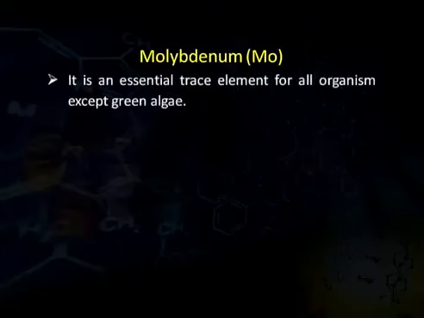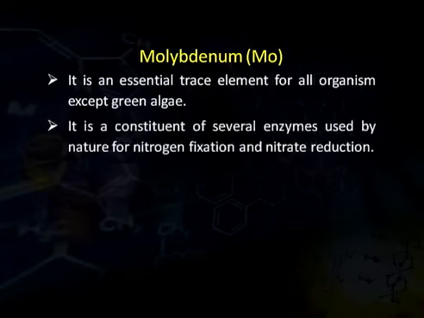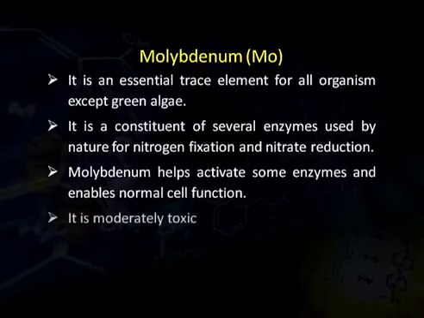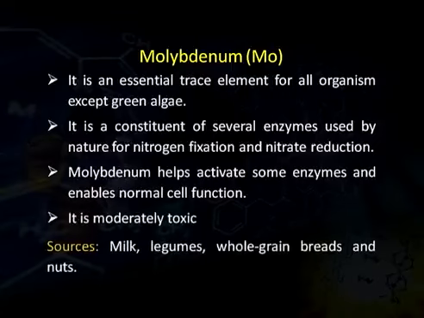Another ultra trace element is molybdenum. It is also an essential trace element for all organisms except the green algae. It is a constituent of several enzymes used by nature for nitrogen fixation and nitrate reduction. Molybdenum helps to activate some enzymes and enables normal cell function. It is moderately toxic and its sources include milk, legumes, whole grain breads and nuts.